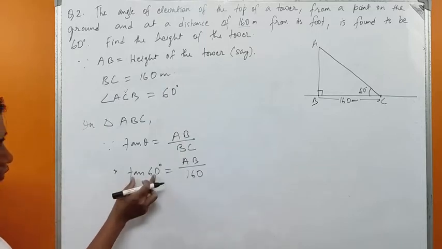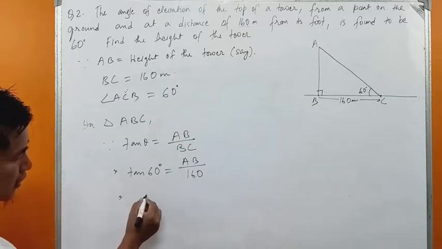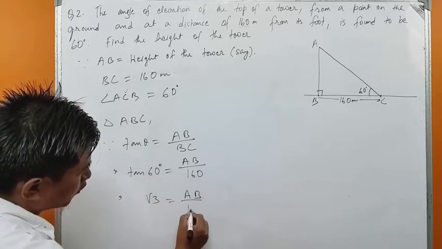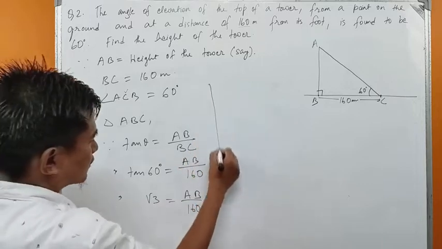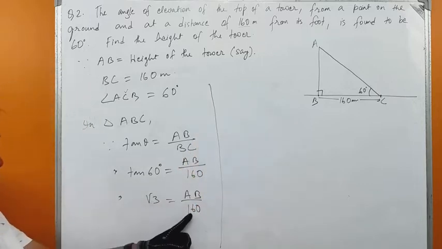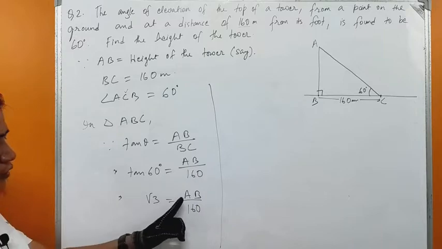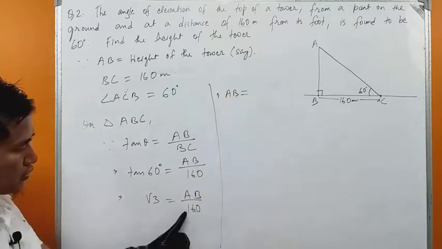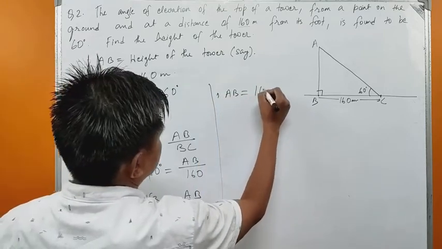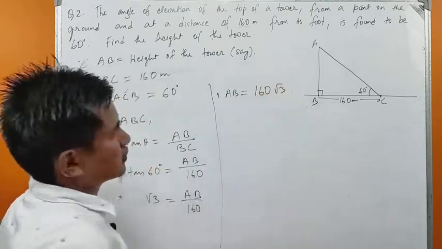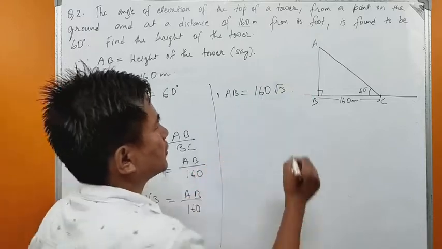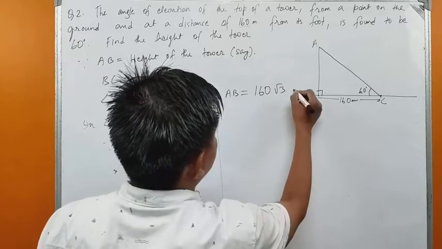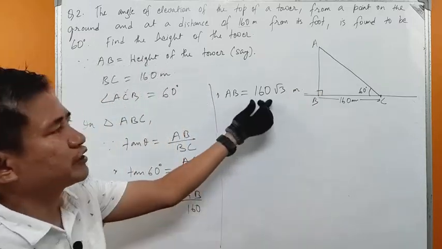Now we put the value of tan 60 degree. Tan 60 degree means root 3 equals AB upon 160. Now we can cross multiply this: 160 into root 3. Therefore AB equals 160 root 3. So this is the answer. 160 root 3 meters is the height of the tower.